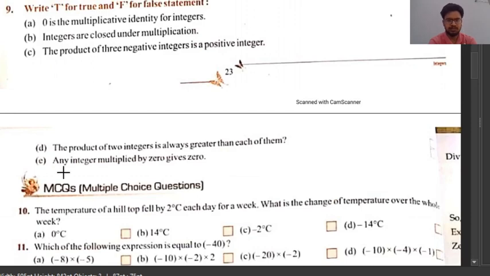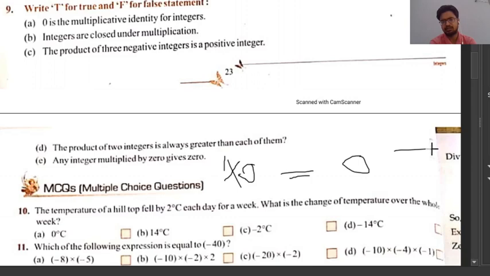Now see the E part. Any integer multiplied by 0 gives 0. Very simple. 1 multiplied by 0, what will you get? 0. So this answer is true.